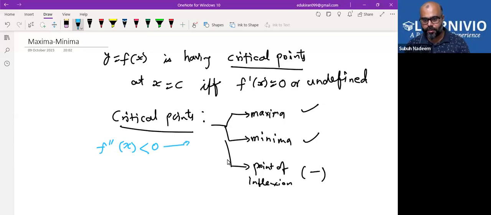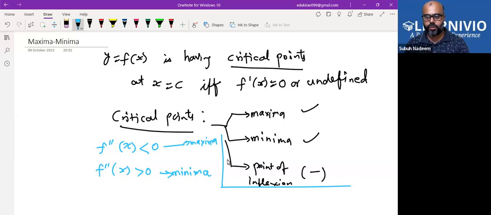That is for maximum. And if double derivative is greater than 0, then it is point of minimum. So this is the theoretical part in short, what we have to do. Now, if you see the application, first write this.